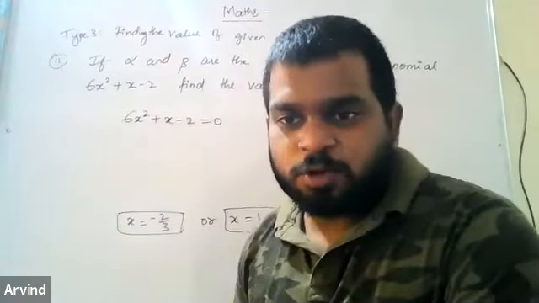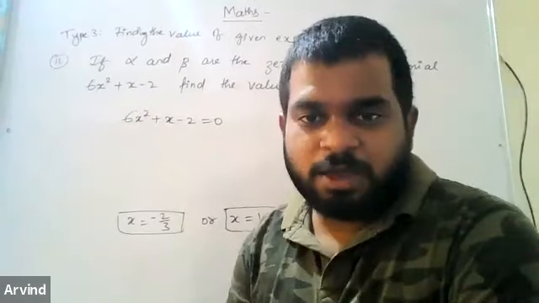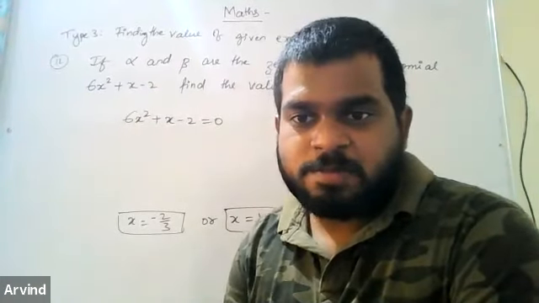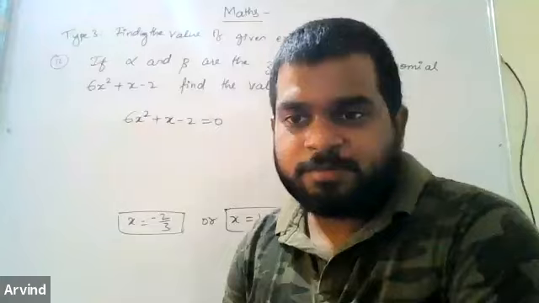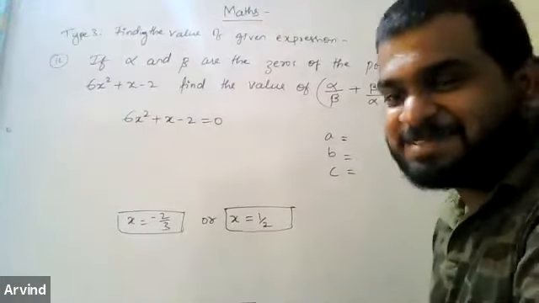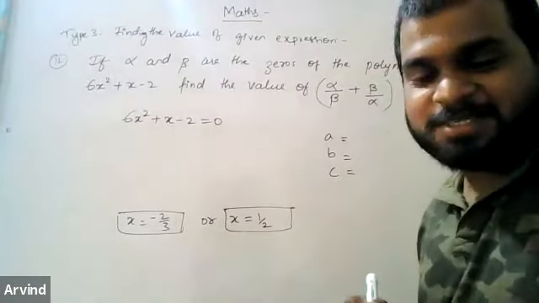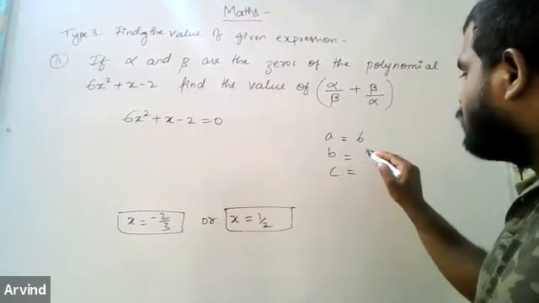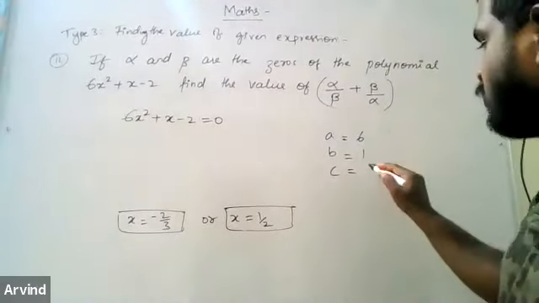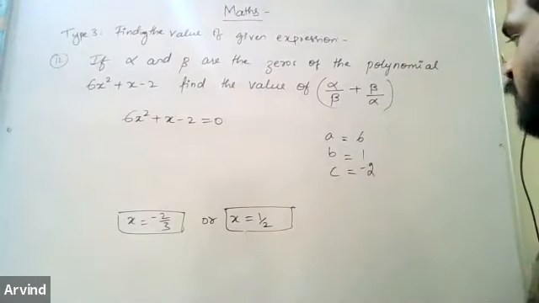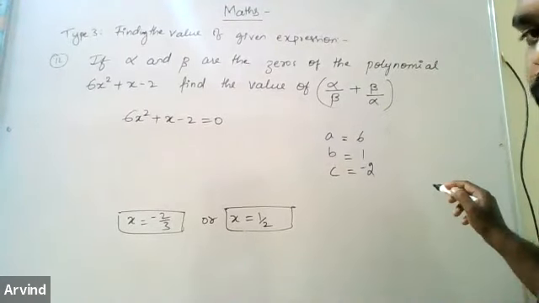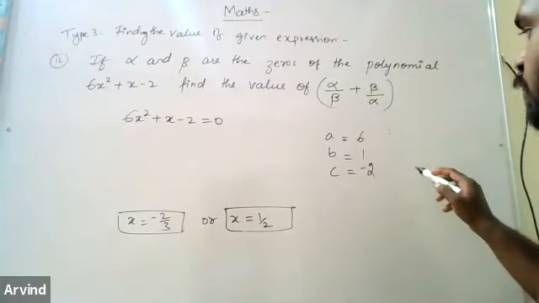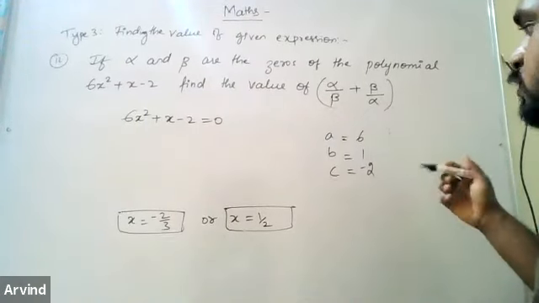Smruti, are you there? Yes, sir. Okay, Smruti, thanks for responding. Tell me, what is the value of A, B, C? Sir, A value is 6 and B value is 1. Okay, C is -2. Excellent. What will be the next step that we have to do? Sir, factorize. Yeah, so what should I do next?